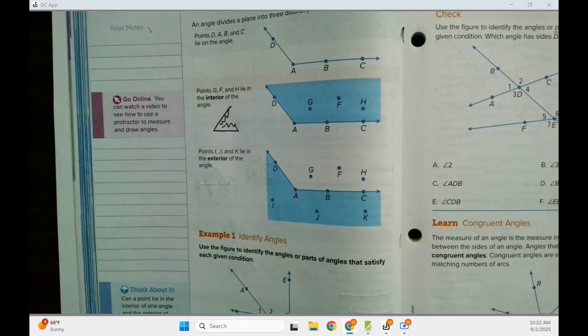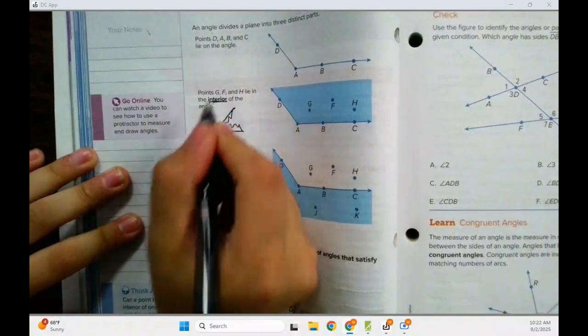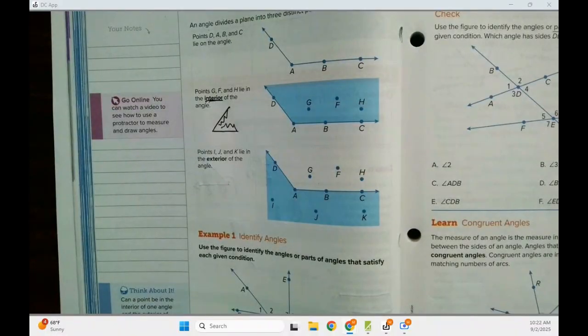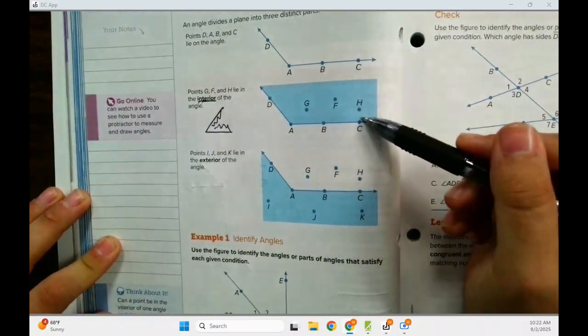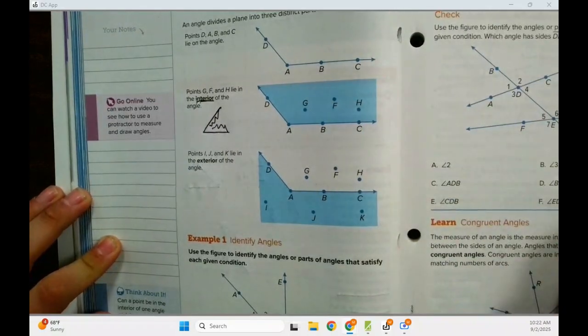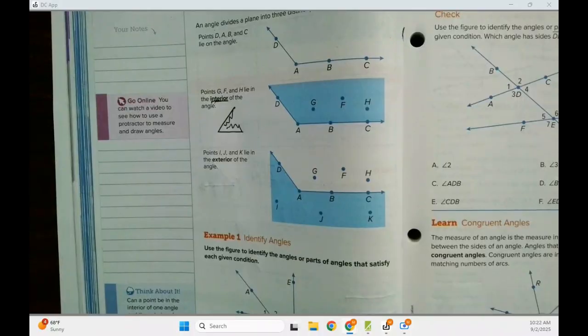And so the second space that we say is in our plane, whenever we draw an angle, is called the interior, or the inside. All of the points that Pac-Man can eat. All of this blue shaded region. So G, F, H, those are different points that Pac-Man could eat on the interior, on the inside. Okay?